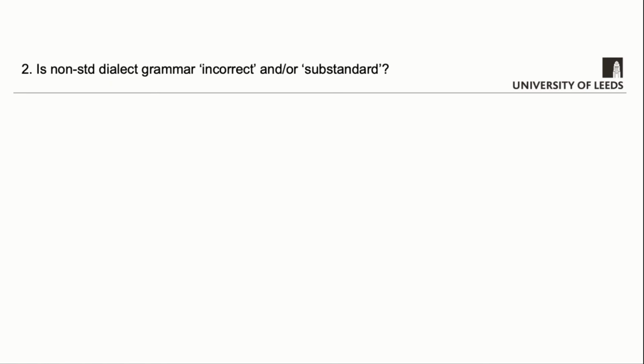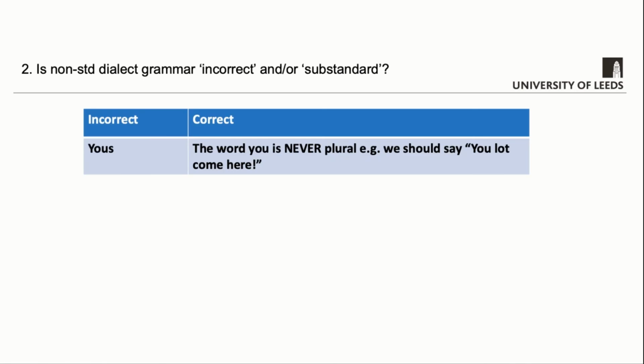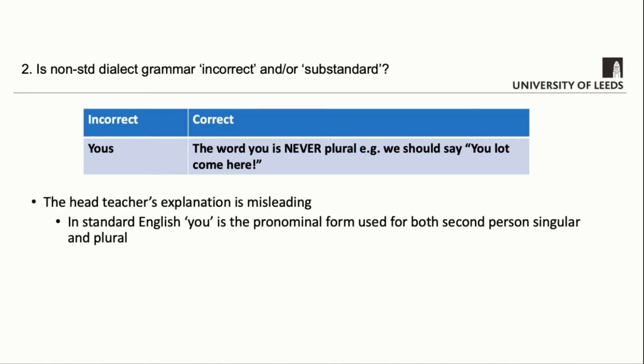Moving on now to this idea that non-standard grammar is somehow incorrect or substandard. And let's look at one particular example. So the letter sent home to Teesside parents warns against the use of yous, giving the explanation that you is never plural. Now, first of all, this information is misleading because in standard English, you is the pronominal form used for both second person singular and plural. So teachers no doubt use you for plural address on numerous occasions throughout the school day. So if a teacher was to say, can you stand up and form a line? They're using you plural, they're addressing the whole class there.